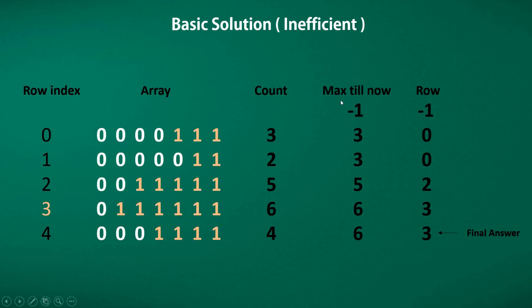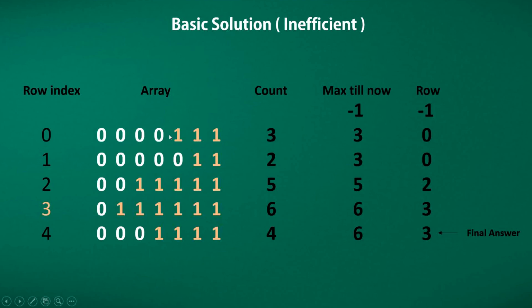Initially max till now and row will start with -1. Now we will scan the first row, and as you can see there are 3 ones, so the count will become 3. Now we compare this count with max till now. 3 is greater than -1, so this is the maximum number of ones. We will update max till now to 3, and this maximum has occurred in row number 0, so the row variable will also be updated to 0.